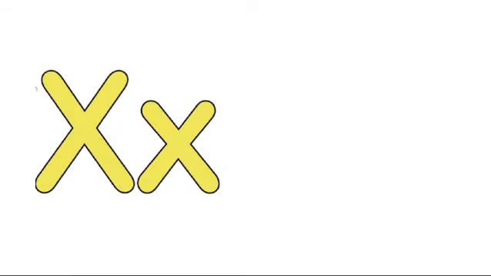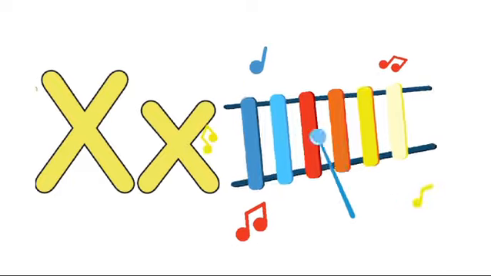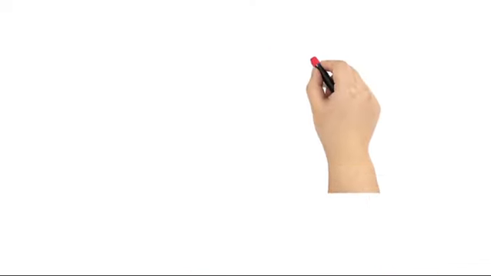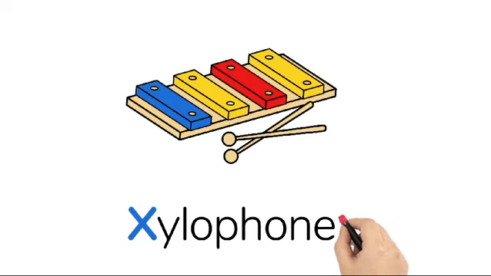Now let's draw some pictures that start with the letter X. How about a xylophone? Draw two lines leaning against each other and add some rectangles on top. Ding dong, ding dong. Can you draw a xylophone too?